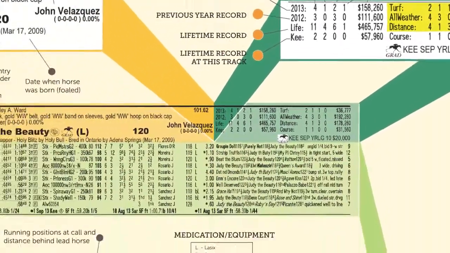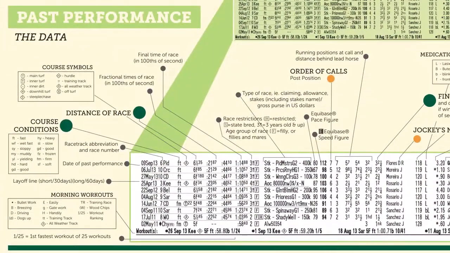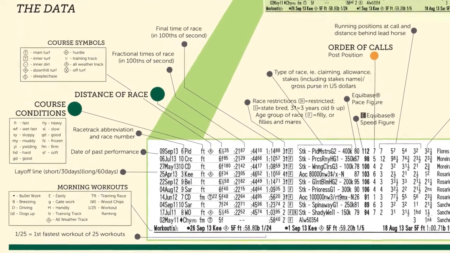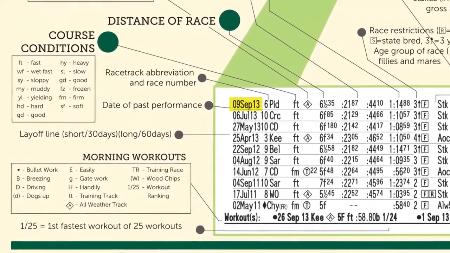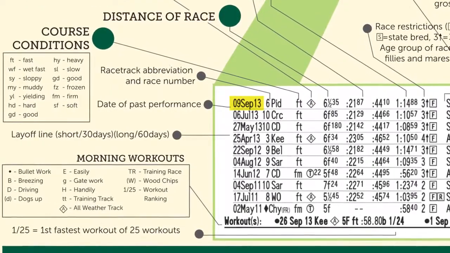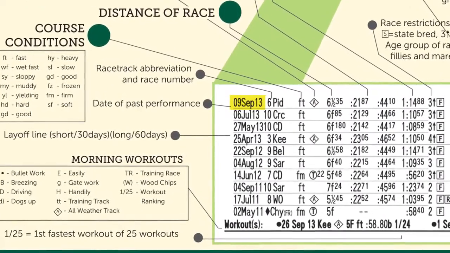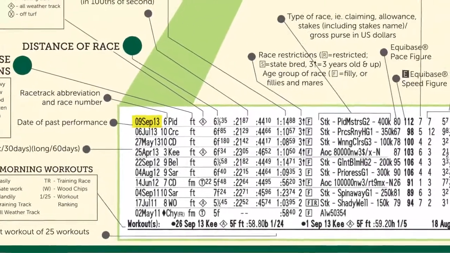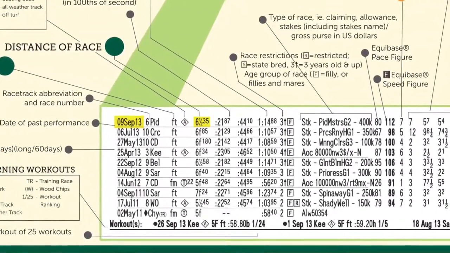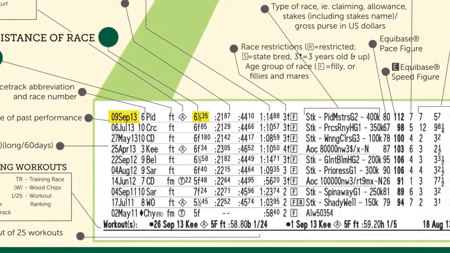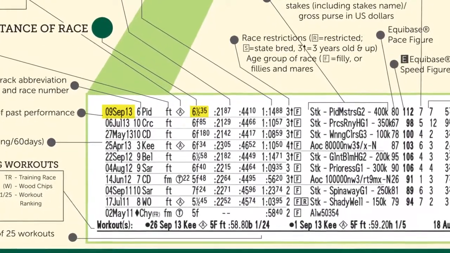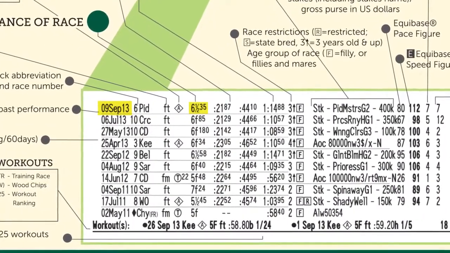And the last section that we're going to look at is the past performance. So this is how the horse has performed in its past races. Past performance is going to start with the horse's most current race. So in this instance, it's going to be September 9th of 2013. And we're going to move a little bit over to the right of that and see the distance of the race. This is good because you can compare the distance that the horse has been running in the past to the distance that he's currently running.